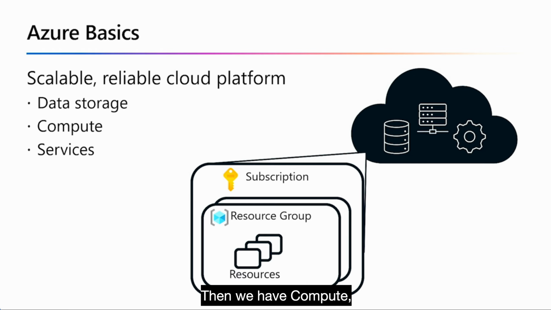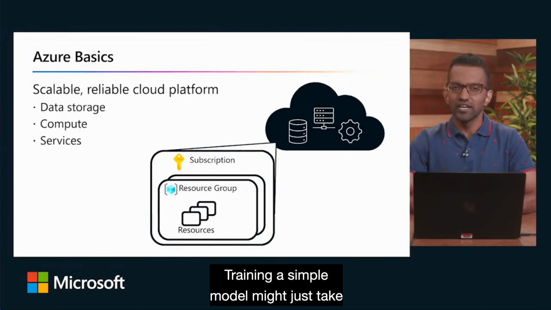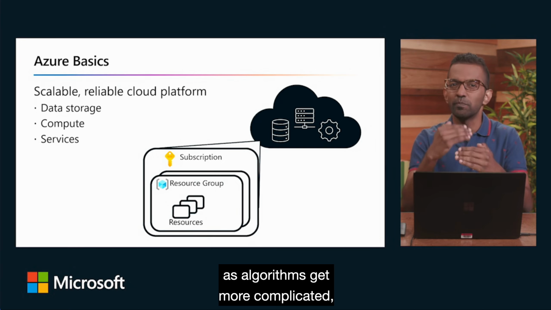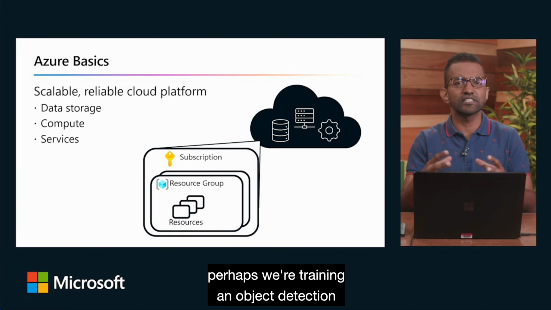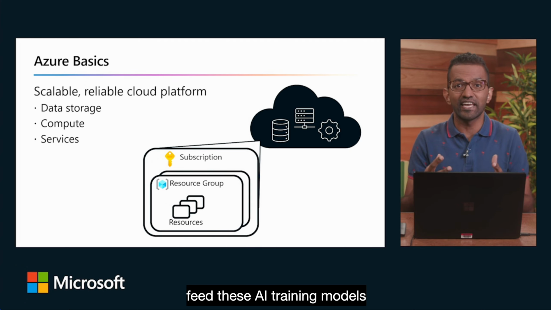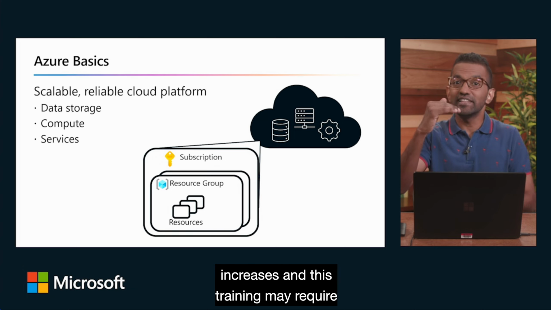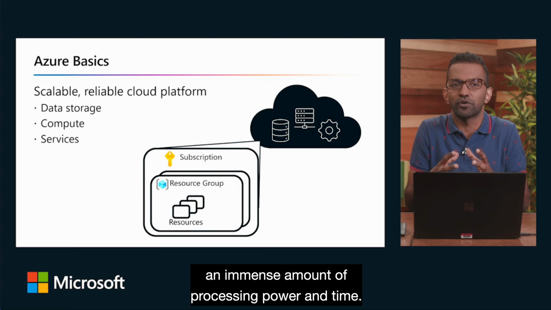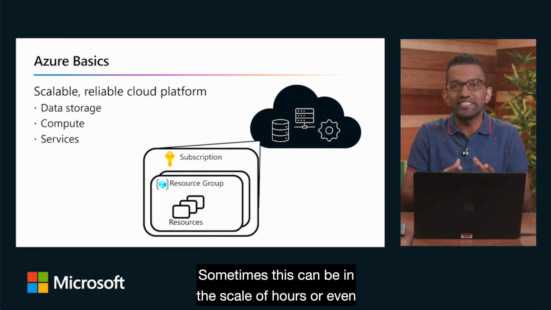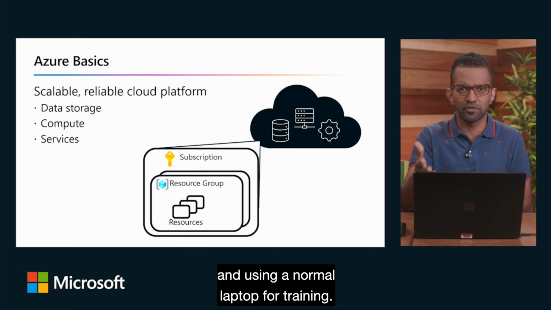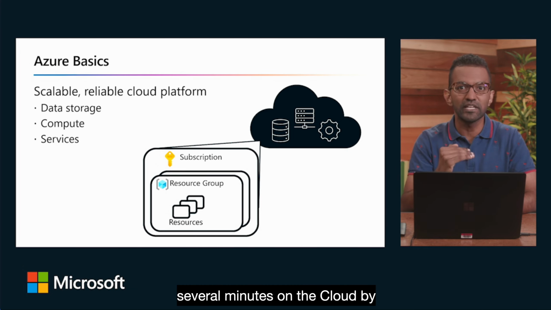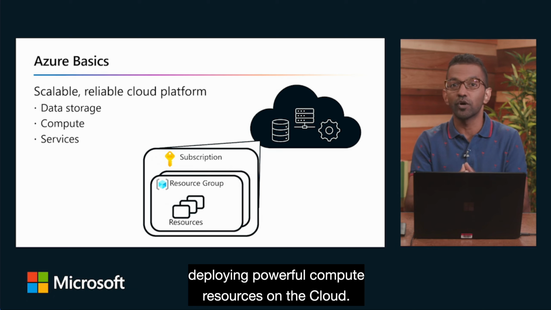And then we have compute, another key component for AI. Training a simple model might just take a couple of seconds. But as algorithms get more complicated, perhaps we're training an object detection or a facial recognition model, and the amount of data that we have to feed these AI training models increases. And this training might require an immense amount of processing power and time. Sometimes this can be in the scale of hours or even days if you're working with videos and using a normal laptop for training. However, we can cut this processing time down to several minutes on the cloud by deploying powerful compute resources on the cloud.